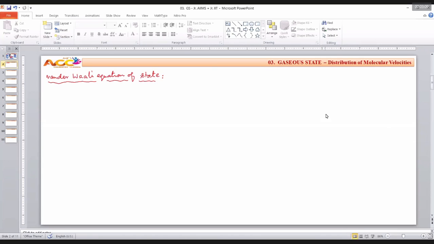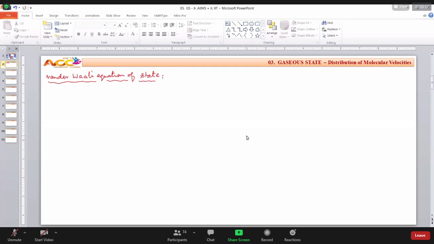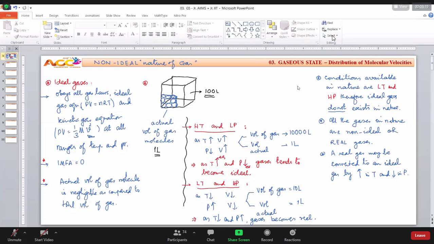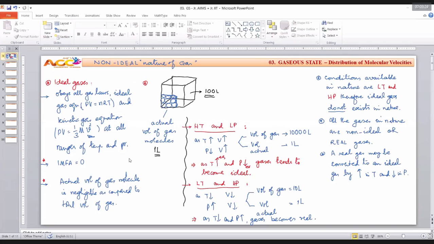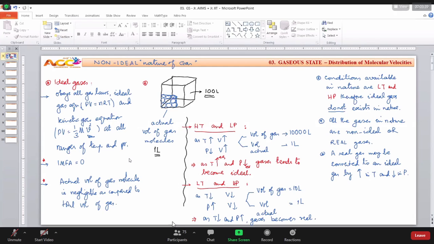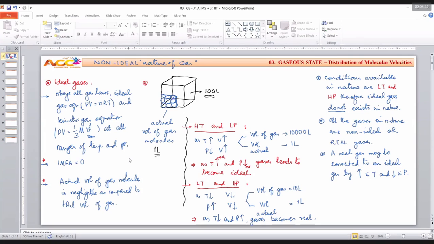We were discussing the non-ideal behavior of gases, and in that case we have two assumptions made by the kinetic theory of gases. If both of these assumptions are found to be correct, we have to say the given sample of gas is an ideal gas. If these two assumptions are not found to be valid under a certain set of conditions, then at that particular set of conditions we have to say the gas is a real gas, right? And those conditions we discussed yesterday.